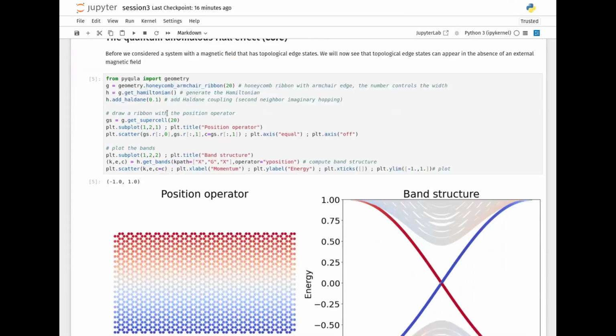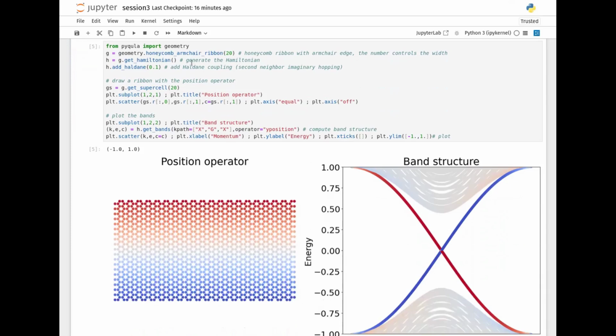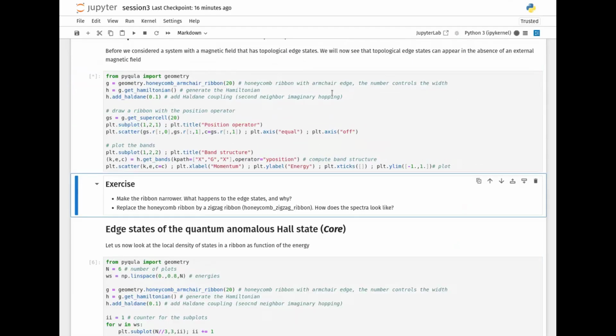And so what we are going to do is we are going to take this honeycomb lattice, so an armchair ribbon, we get the Hamiltonian, we are going to add this topological gap. And the topological gap is called a Haldane coupling, and it's parameterized as a second neighbor imaginary hopping. And so the bigger you take this parameter, the bigger the gap you get. And so we are going to draw the ribbon, we are going to draw the band structure. And so if we recompute it, what you actually see is just the plot that was shown before.